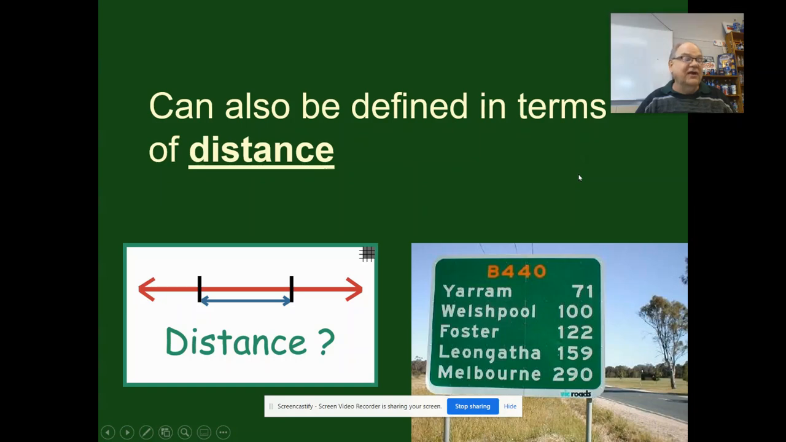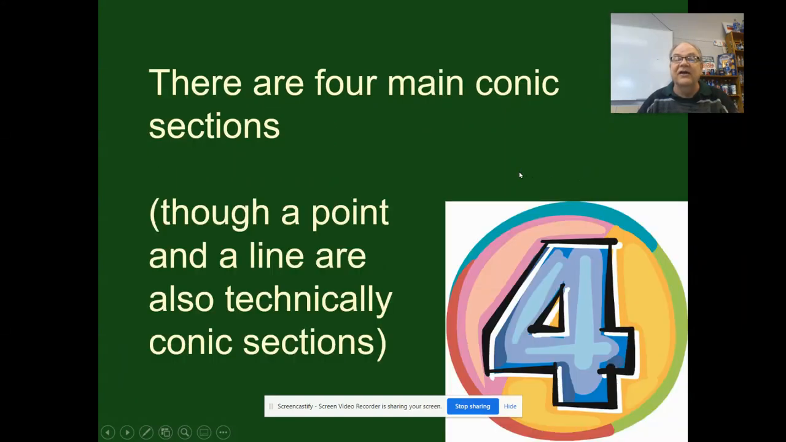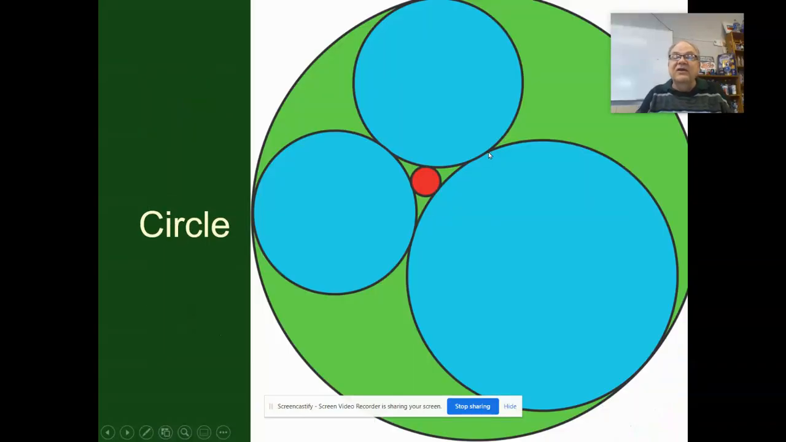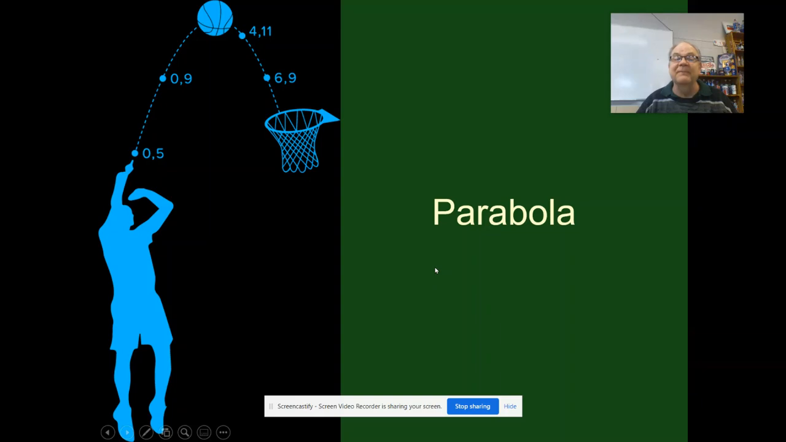You can also define conic sections in terms of distance, and in fact today distance is the main thing that we're going to be talking about. So I said there are four conic sections. You should already have a little bit of an idea of what a circle is, and we're going to be more specific about what makes a circle as we go later on in this chapter.